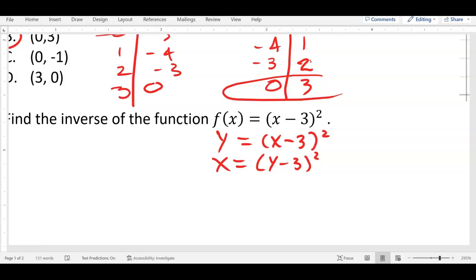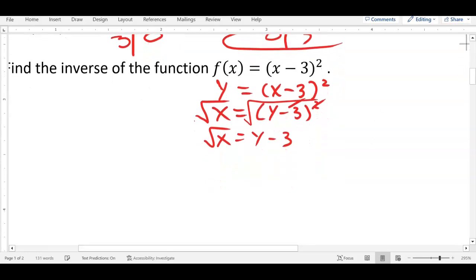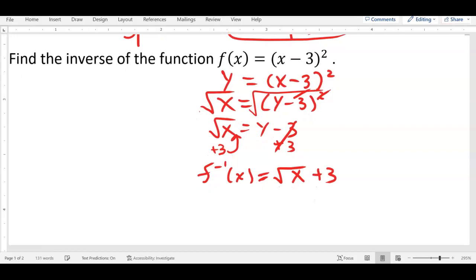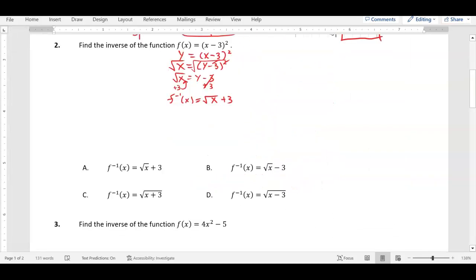Solving for y, first I get rid of the square by doing square root. So square root of x equals y minus 3. Last step to get rid of the minus 3, plus 3, plus 3, and it goes after square root of x. So I can write my inverse function as square root of x and then a plus 3 after the square root. Okay, so it's not in the square root, it's after the square root. Very important. Okay.